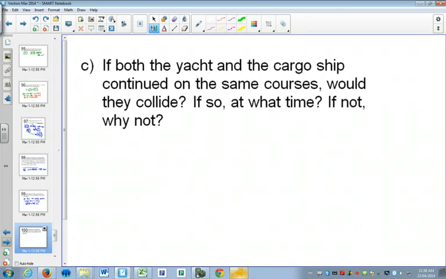And then part C. If both the yacht and the cargo ship continue on the same courses, will they collide? If so, at what time? If not, why not?